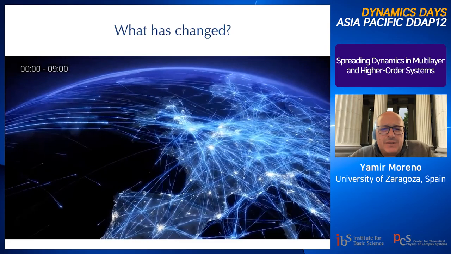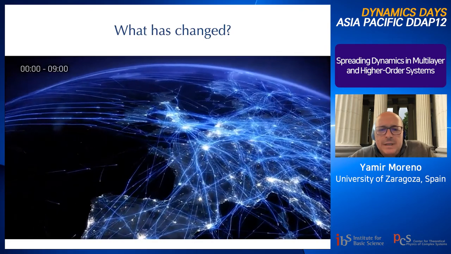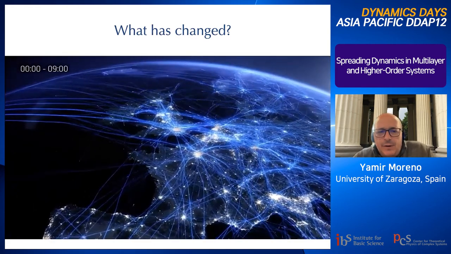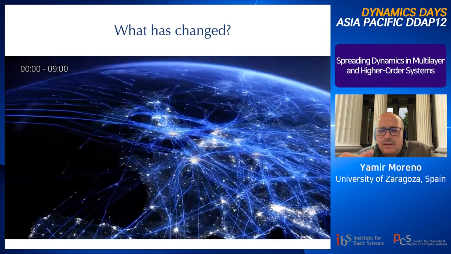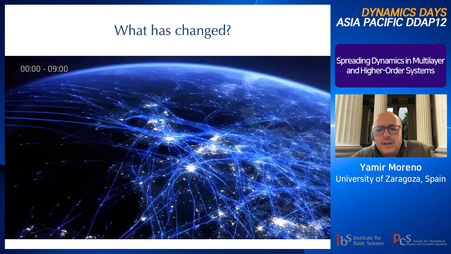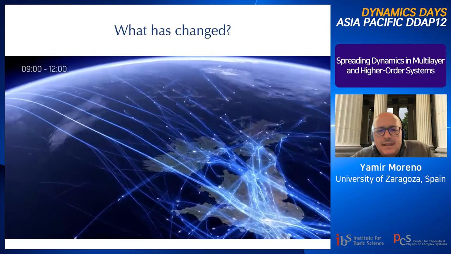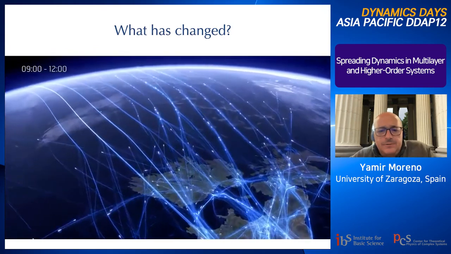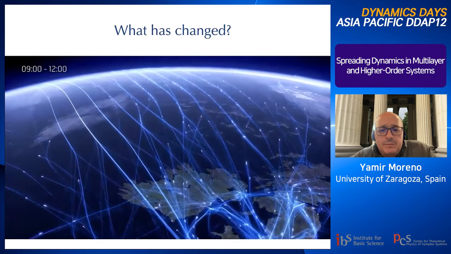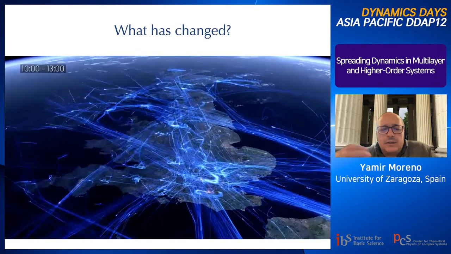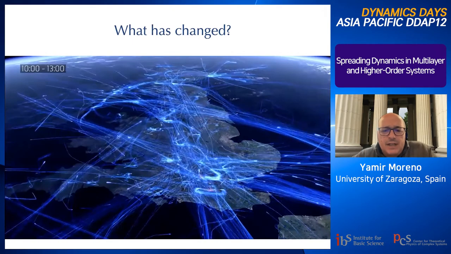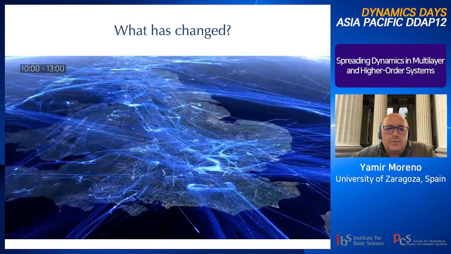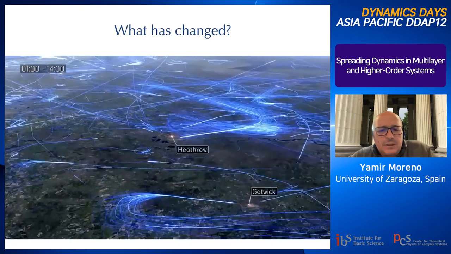This is just a short video showing, a few years ago, the airport transportation around Europe, and specifically around the hub of London Heathrow. You can guess that when the Black Death was killing millions of people in Europe, it took about 3.5 years to go from Southern Europe to Northern Europe. Now you can go from one place of the globe to another in less than 24 hours.